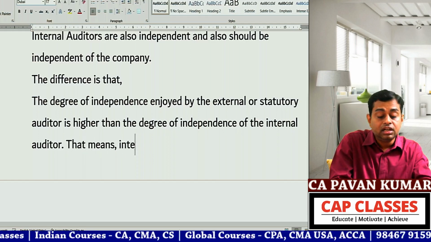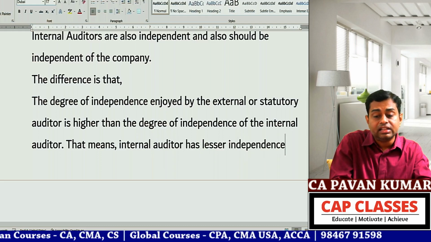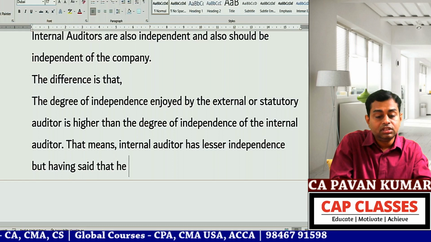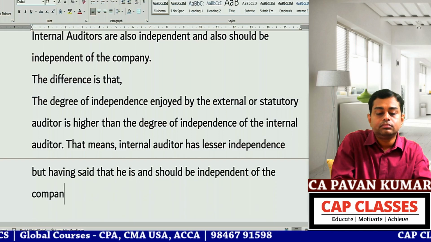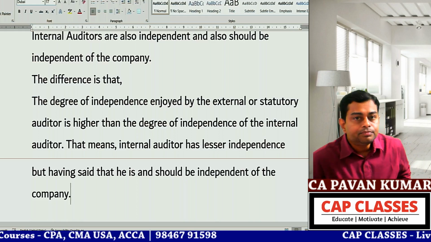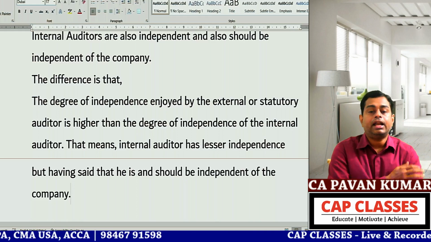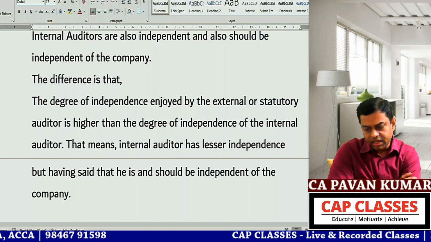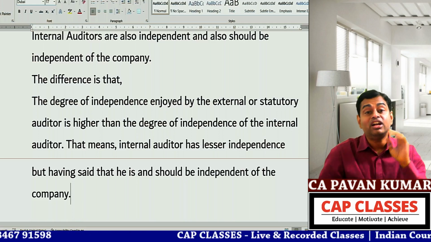That means the internal auditor has lesser independence, but having said that, he is and should be independent of the company. There are so many safeguards taken for that also. You can say, sir, the internal auditor can be an employee of the company, na sir? Then he will not have independence, na sir? No, even if the internal auditor is an employee also.